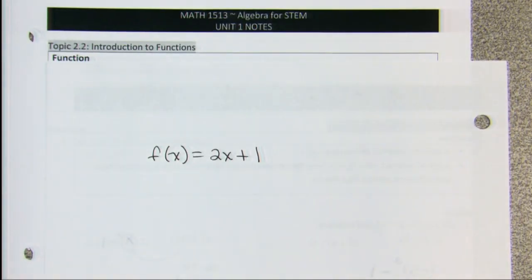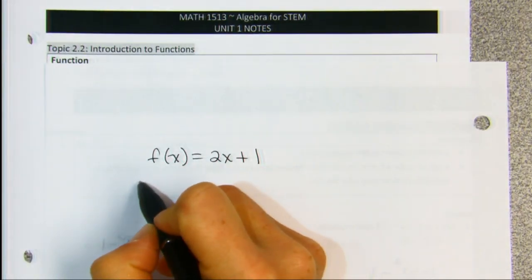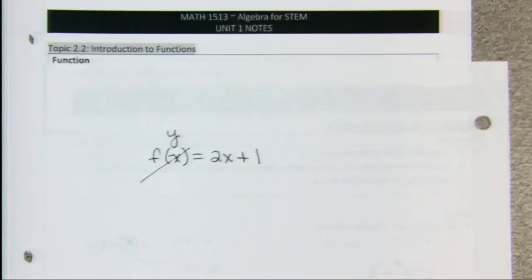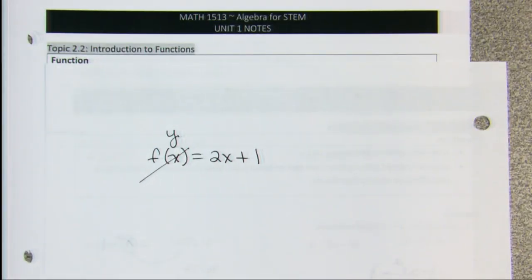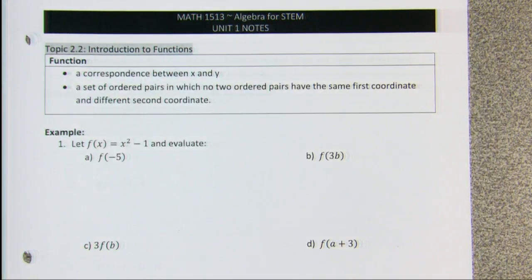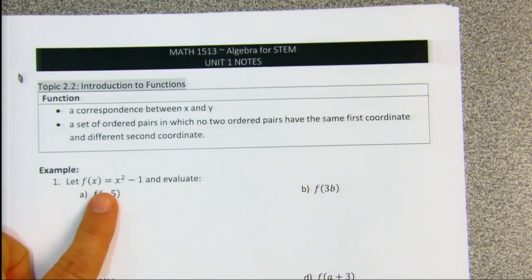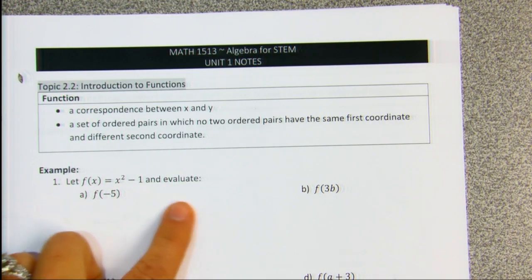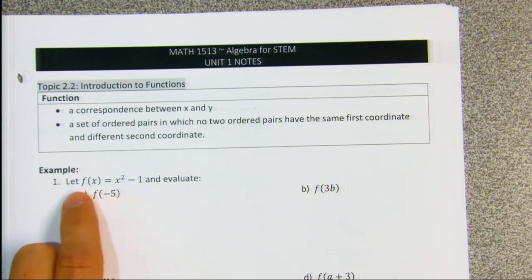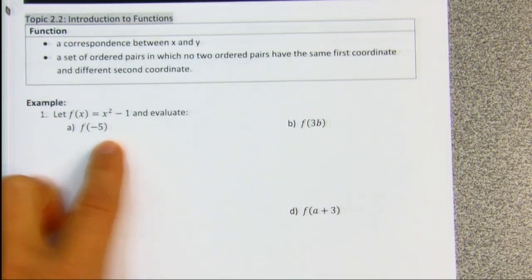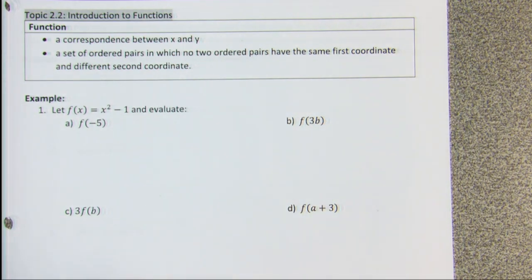All that means is the function of x, when I plug x into this, what do I get? But we're used to just saying, when you see the function of x, we're going to call that y, because it just makes more sense to us to not have f of x beside it. With these functions, if it says let f of x equals x squared minus 1 and evaluate, it's going to tell you what you're plugging in for the x value. Sometimes it's just a number. Sometimes it might be an expression. So let's go look at these 5 examples.